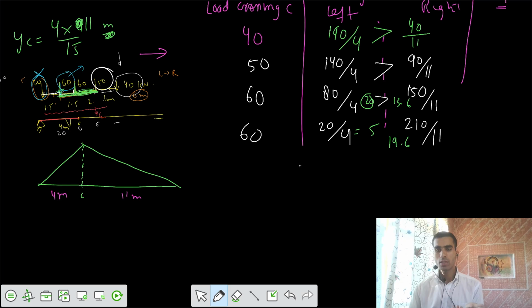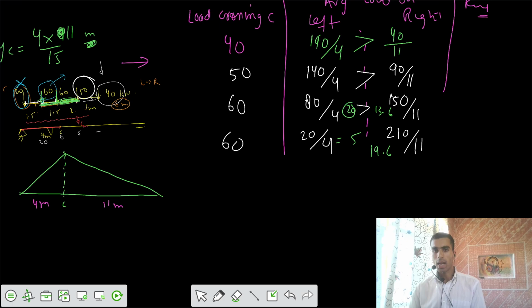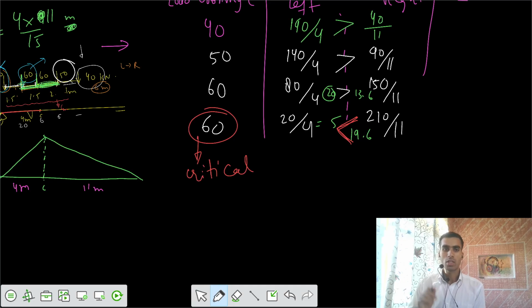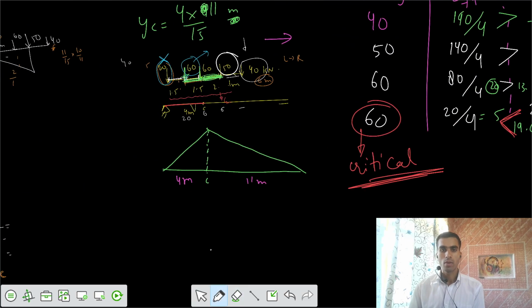Now can you see the change of sign? I think there is a change of sign at this particular load, the second 60 kilonewton. So we can say your second 60 kilonewton load is your critical load. So you have to keep this load on the section itself. So let's keep this load on the section itself.